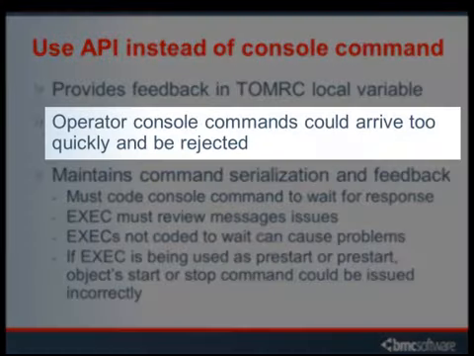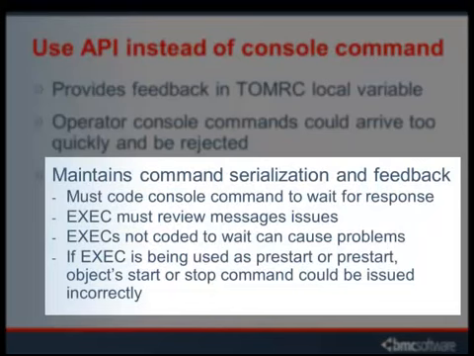Another advantage of avoiding console commands is that operator console commands could arrive so quickly that they could be rejected by the system with the message, command rejected, task busy. Using the API maintains the appropriate amount of command serialization and feedback between the calling exec and the requested TOM function. If you use a console command, you won't receive feedback unless you specifically coded the exec to wait for a response from a command. The exec would have to review the messages that are issued in response to the command.